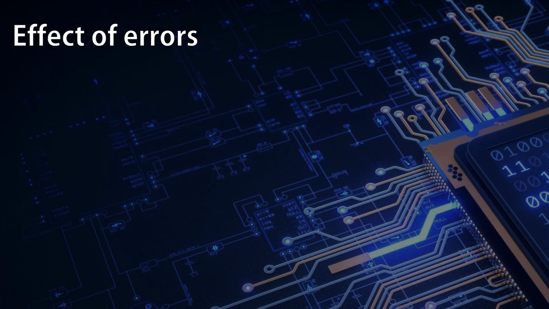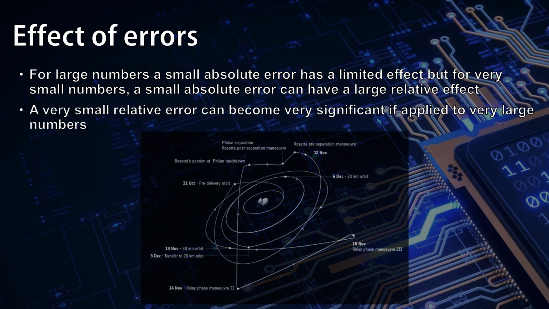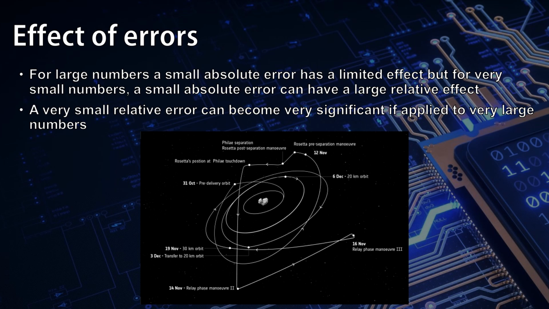For very large numbers, a small absolute error may have a very limited effect. But as we look at numbers that are close to 1, that effect becomes larger. And for very small decimal numbers, a very small absolute error could have a very large relative effect. A very small relative error can become very significant if applied to very large numbers. If we consider the European Space Agency's attempts to land a probe on a passing comet, a small relative error in their calculations over the distances that they were travelling would definitely have meant not successfully landing on the comet.